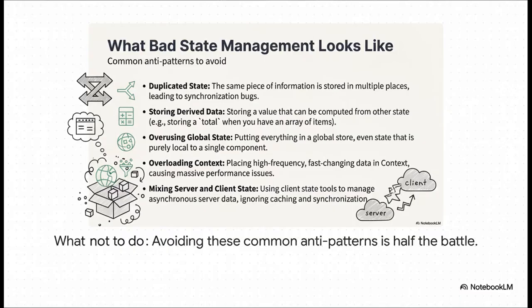First, let's just quickly review what not to do. These are the common traps that lead to messy code, bugs, and performance problems. Duplicating your state, storing derived data you could just calculate, overusing a global store for everything, overloading context with high-frequency updates, and mixing server and client state. Seriously, just avoiding these pitfalls is more than half the battle.